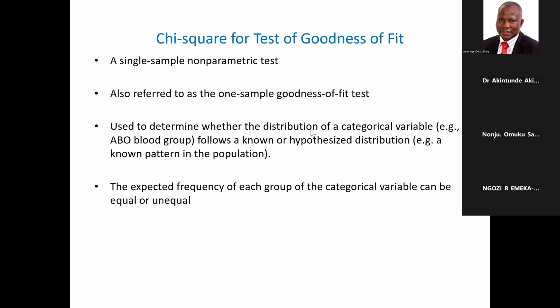But you want to compare what you have with what is expected, because what you observe will not be equal. It varies, and you want to compare it. In this situation of blood group, the expected frequency is not equal. You are still comparing what you have with what has been established.